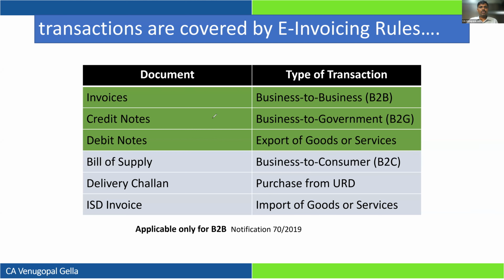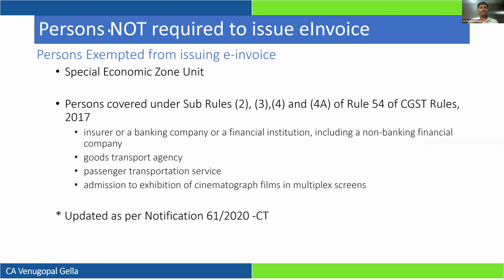In GSTR1, how to show the exempted goods? Table 8, Srinivas, there you have to show the exempted goods. Are exempted goods required to generate e-invoice? Amaresh, no. For exempted goods, you will issue a bill of supply, so no e-invoice. If B2C and B2B sales are more than 10 crores, is e-invoice applicable? Yes. All right. Now, let's move to the next slide.